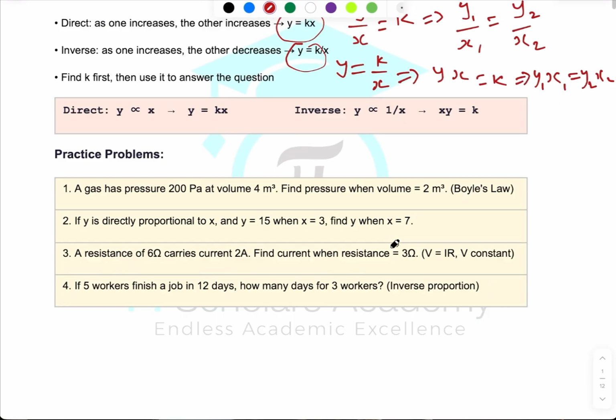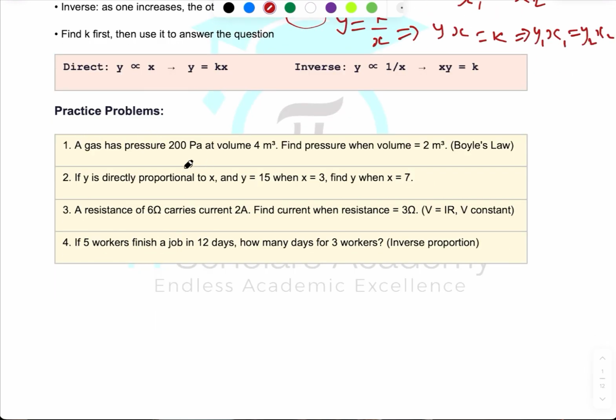So let's take some of the questions that are here. This one is just directly Boyle's law, so you can just apply that. Pressure is proportional to the inverse of volume. So P1 V1 equals P2 V2.